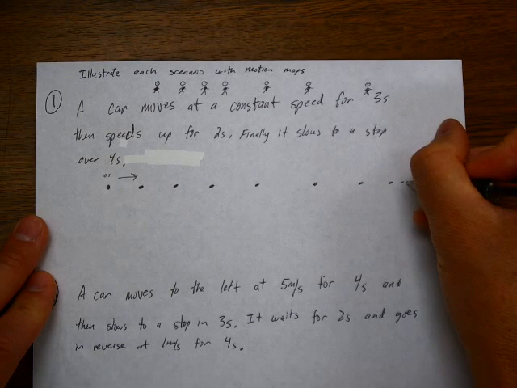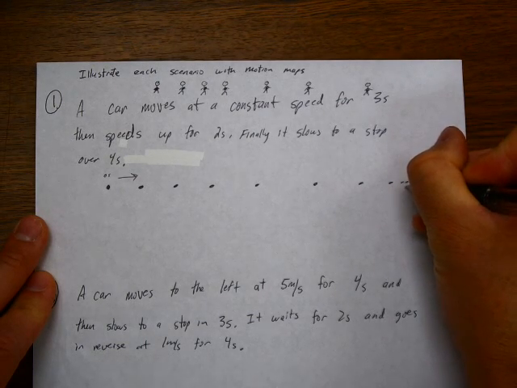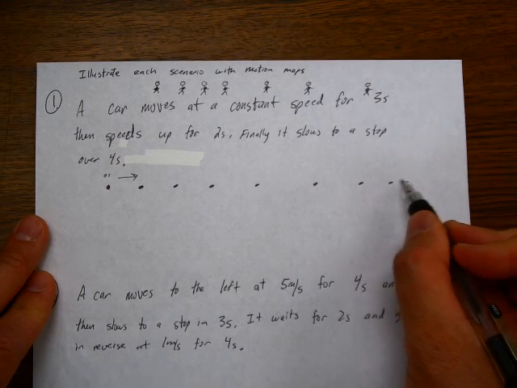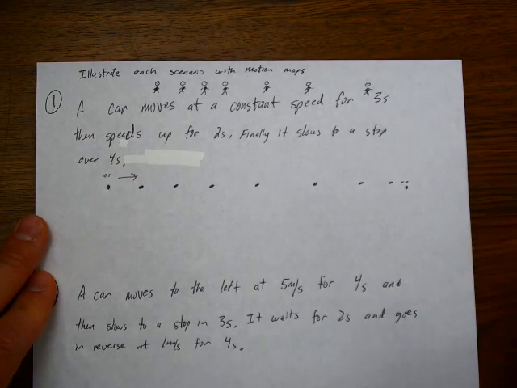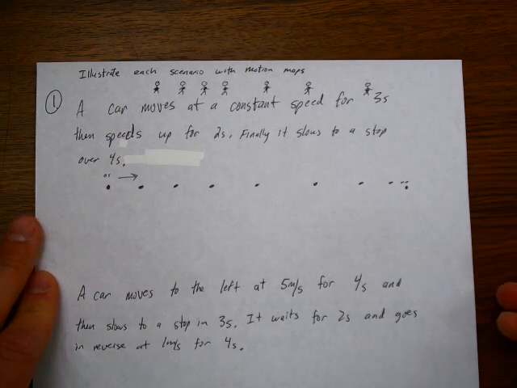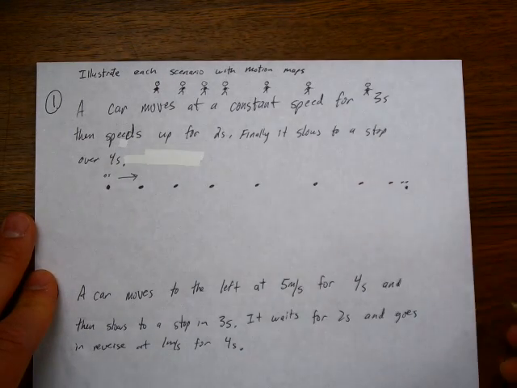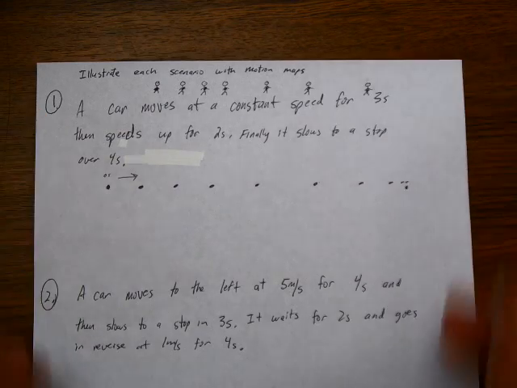And you can also show a complete stop by kind of dropping it down. Technically that's like 4 for the slowing down and then 1 to stop, but that gets the idea across, and it doesn't have to be exact on this. So that is representing this first scenario.